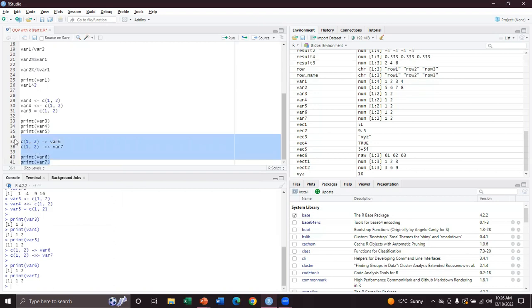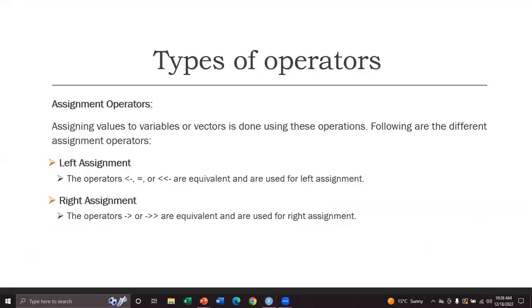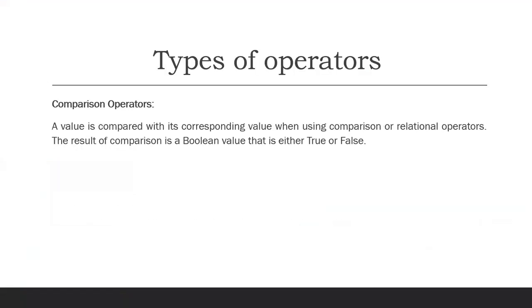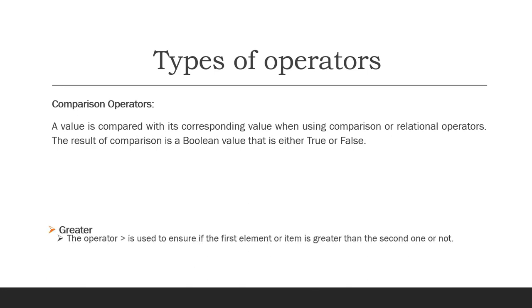Let's run it. So you have seen that both of them are working for right assignments. Next, we have comparison operators. A value is compared with its corresponding value when using comparison or relational operators. The result of comparison is a Boolean value that is either true or false. You have already seen this implementation in the start of this video, but we will do it once again.